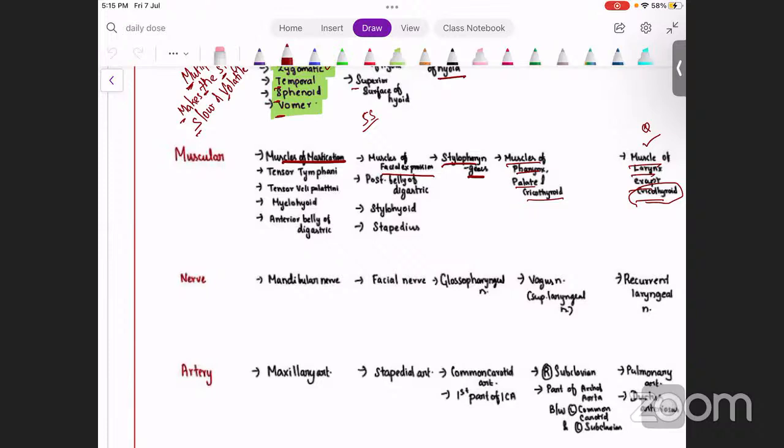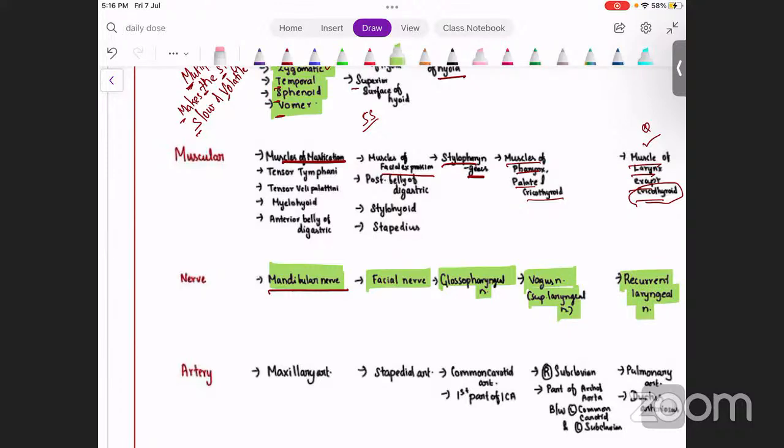Muscles of mastication, that is pharyngeal arch 1. Muscles of facial expression, that is pharyngeal arch 2. And then we have the nerves. What are the nerves you have to remember? The nerve which is derived from pharyngeal arch 1 is your mandibular nerve. And then 2 is facial nerve. 3 is glossopharyngeal nerve. 4 is vagus nerve, including the superior laryngeal nerve. And pharyngeal arch 6 is recurrent laryngeal nerve.